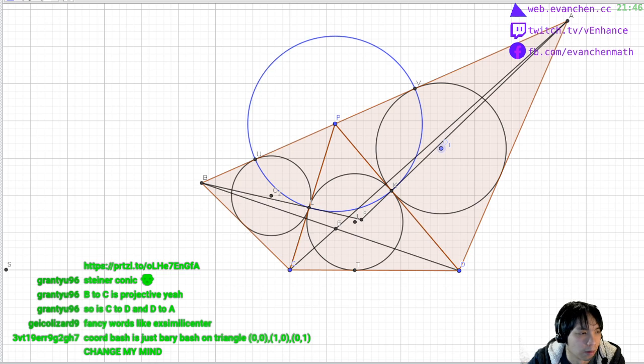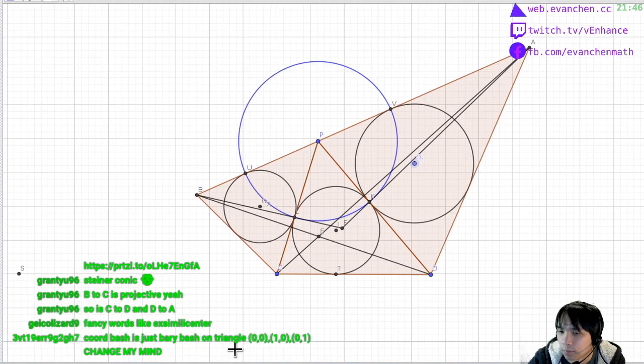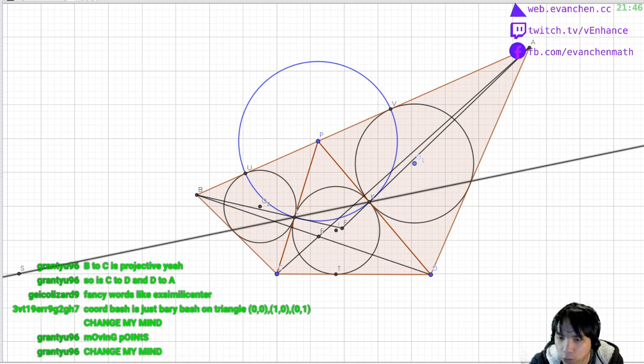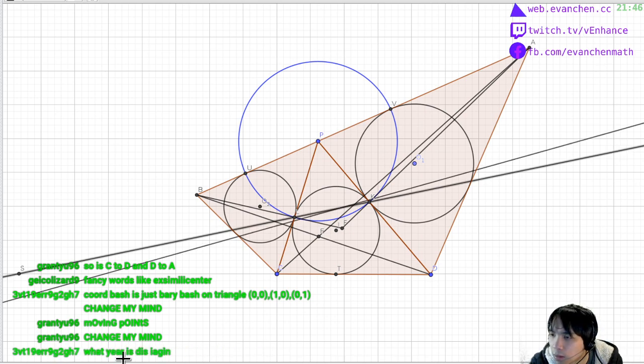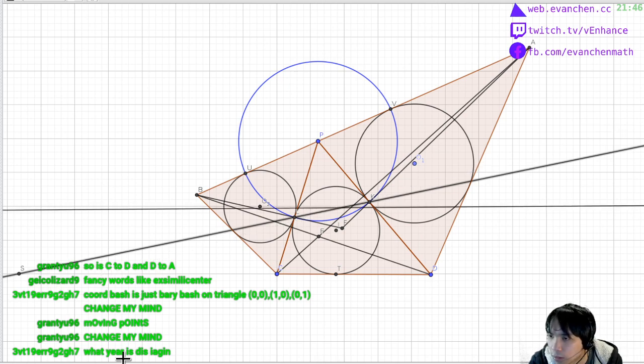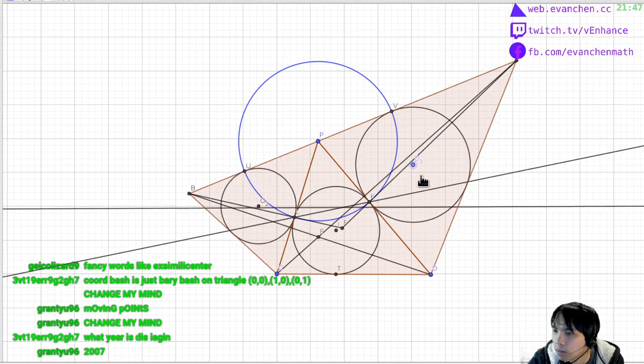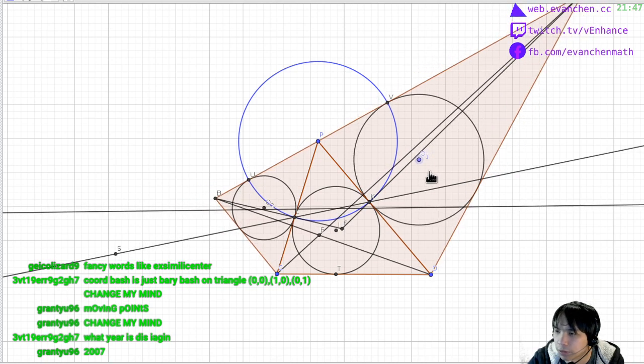Okay, I'm gonna just hide that. Okay, so KL. What's the polar of F with respect to the circle? Not that one. What did I call the blue circle? G. Oh, I can't see that. What is the polar of E? Why is the polar of E parallel? No, it's not parallel. It looks parallel.